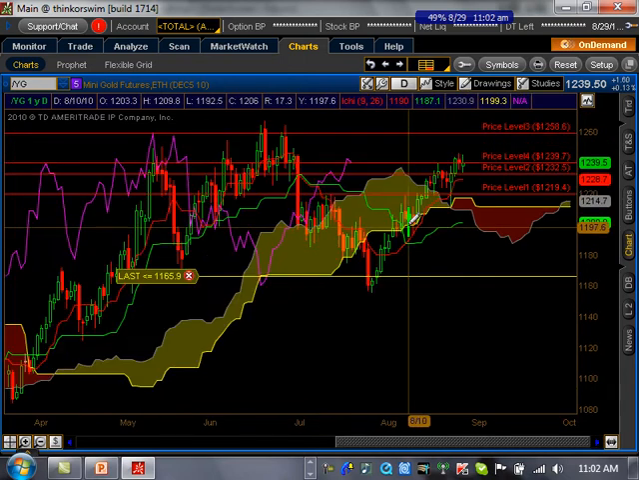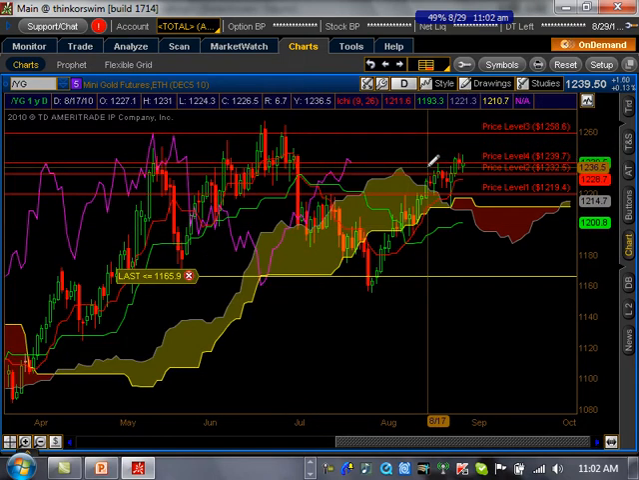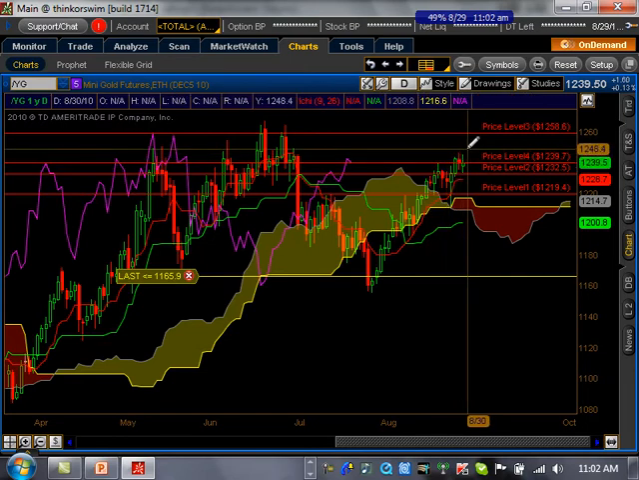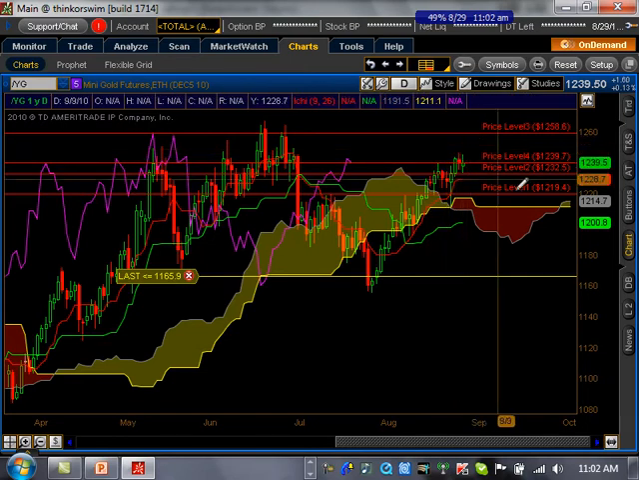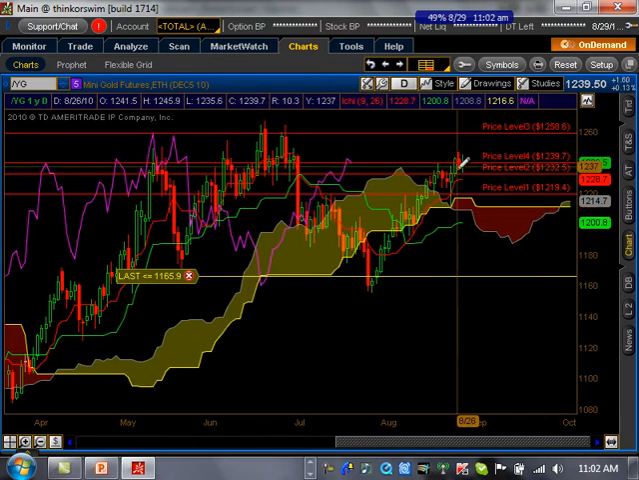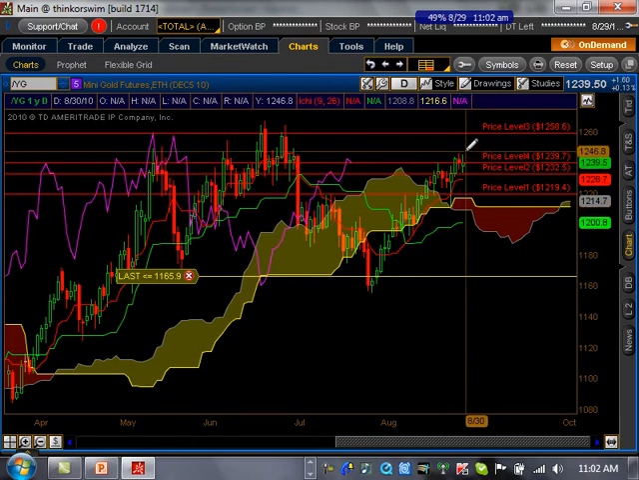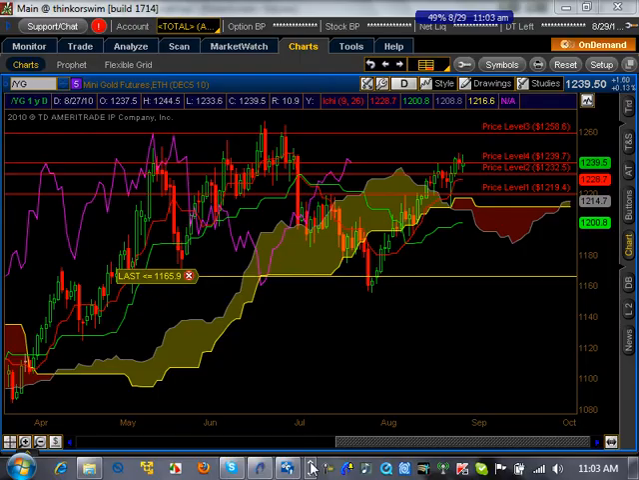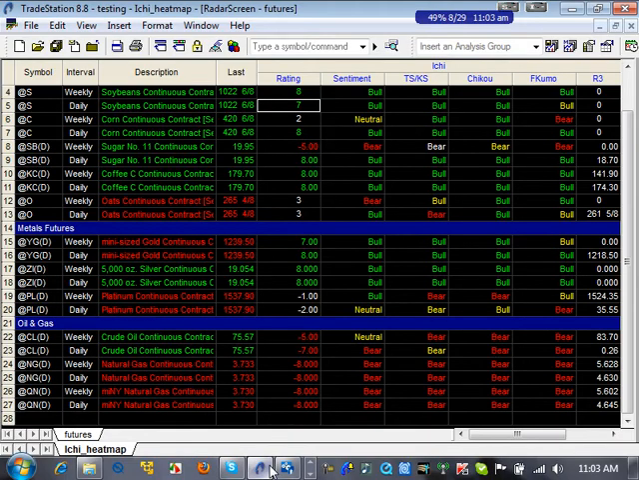As you could see, it's hanging around this level here, the 1239 level. You have to break it, but I have a feeling it's going to break it this week. Everything's getting stronger and stronger on this. So we're going to wait and see what happens, but we are bullish for gold. Okay, let's go look here, and let's see what else we've got. Let's go look at coffee.